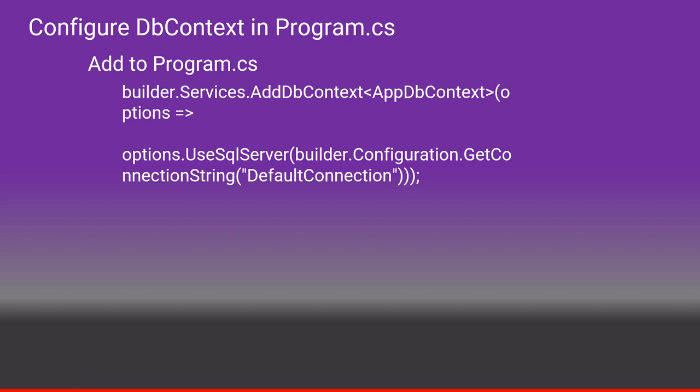To register EF Core in your ASP.NET Core application, add the AddDbContext call in Program.cs. Pass your connection string from appsettings.json. This enables the framework to inject your AppDbContext into controllers, services, or wherever you need data access.